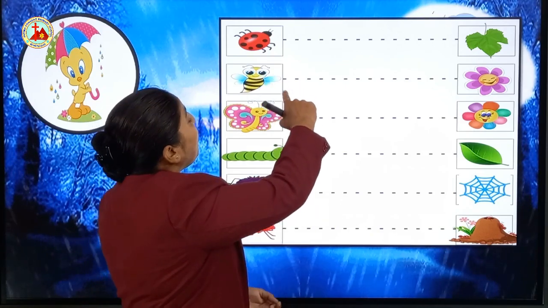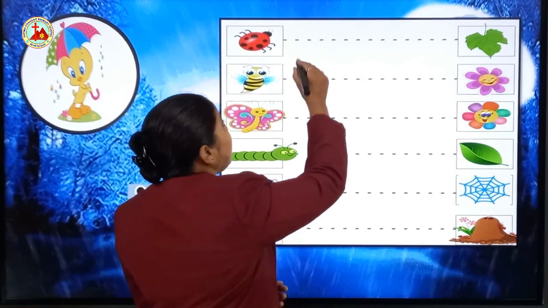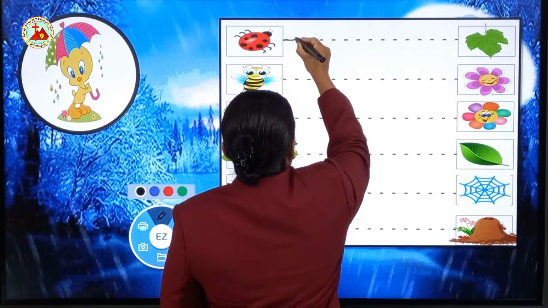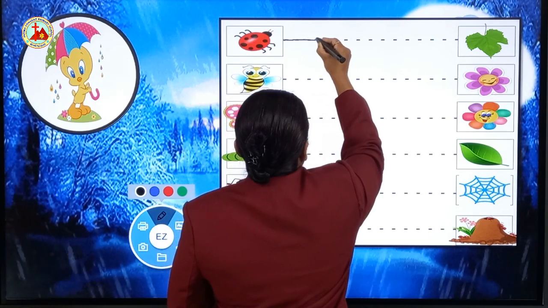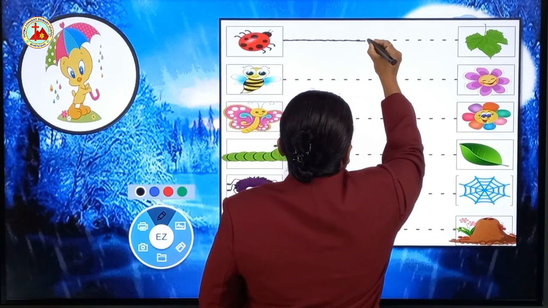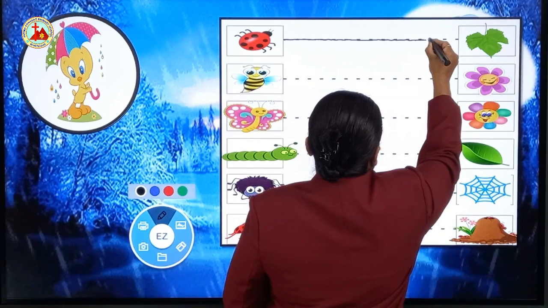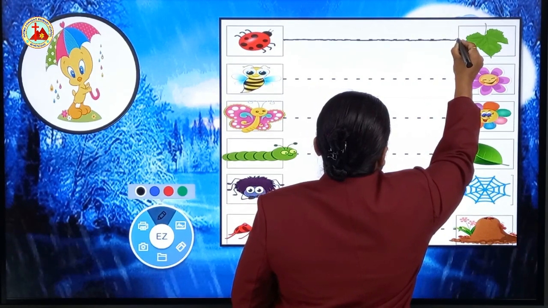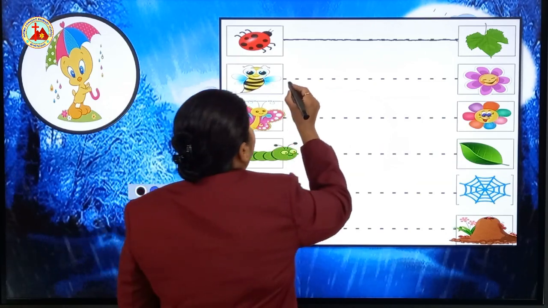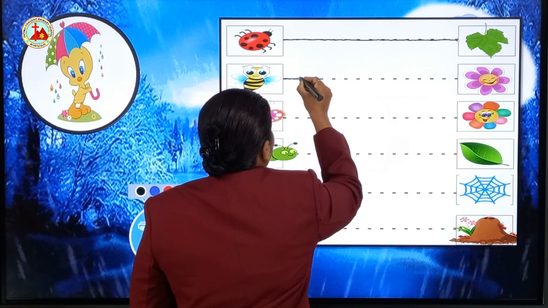Now you have to join the ladybird with the leaf. Slowly, slowly, with the help of a pencil, you have to match all the dots. Okay, see, like this way, very carefully you have to join all the dots. And you don't have to lift the pencil. Okay, without lifting the pencil you have to join all the dots.